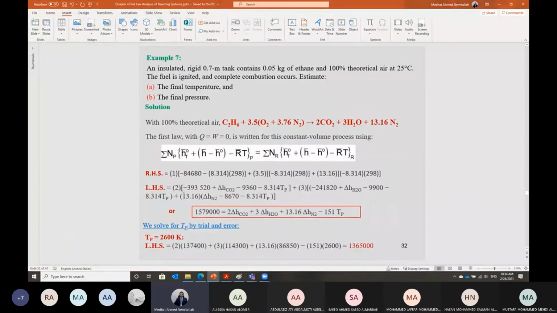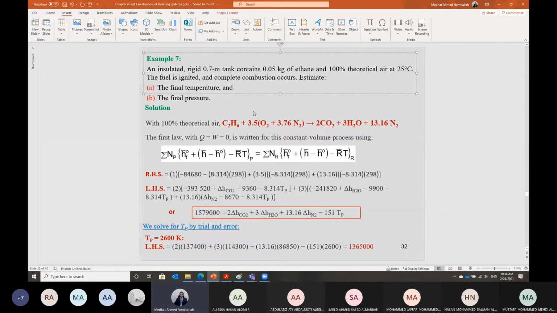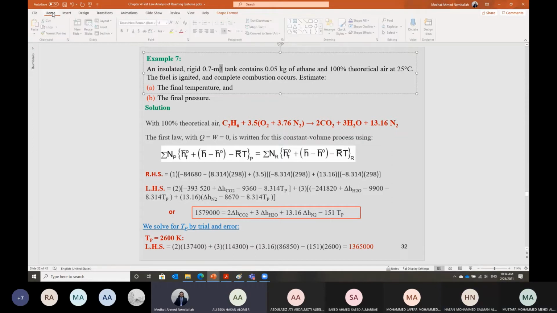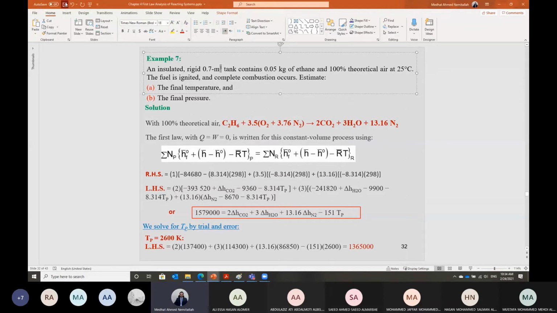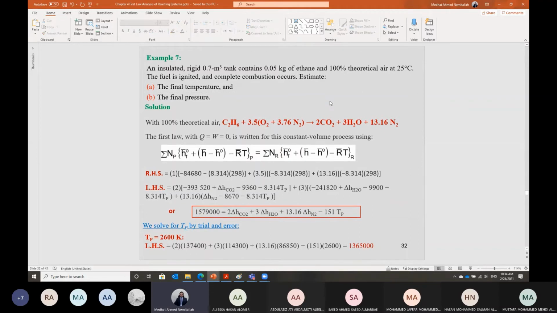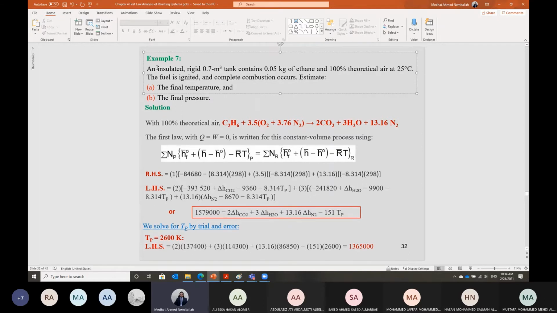Here is another example. In this example we have an insulated rigid 0.7 meter cube tank. What does it mean, Shabab? What does it mean, rigid tank? Constant volume. Exactly. So in this case you have constant volume, and the condition for the adiabatic flame temperature should be U product equal to U reactant. He said insulated. Insulated, Shabab, means that the heat transfer is 0 and the combustor is adiabatic. And the constant volume, the volume is given.